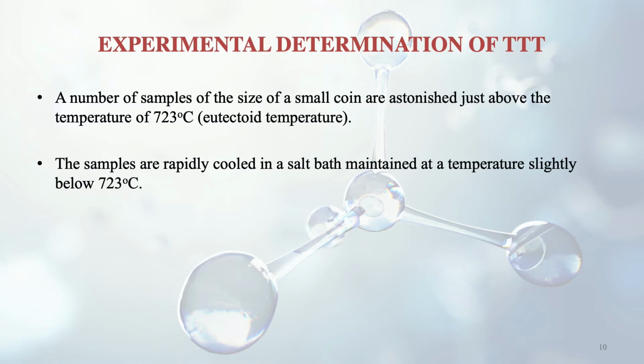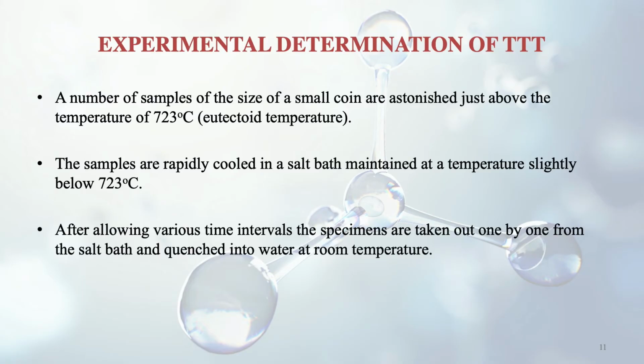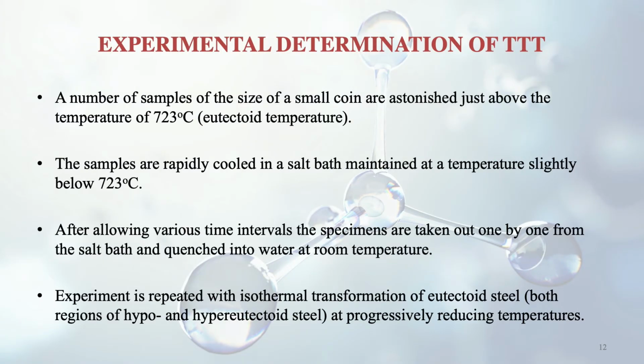After going up to this temperature, the samples are rapidly cooled in a salt bath, which is a kind of furnace, maintained at a temperature slightly below 723 degrees centigrade. After allowing various time intervals, the specimens are taken out one by one from the salt bath and further quenched into water at room temperature. This experiment is repeated with isothermal transformation of eutectoid steel, both types, hypo and hyper eutectoid steel, at progressively reducing temperatures.